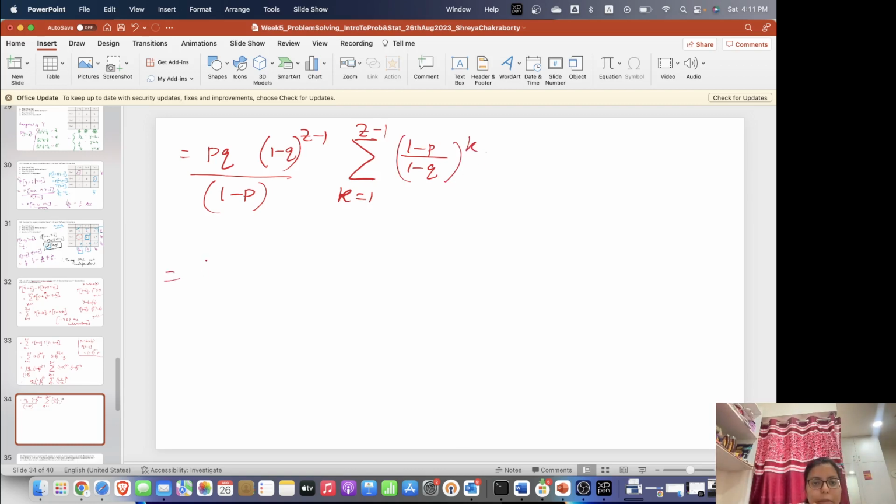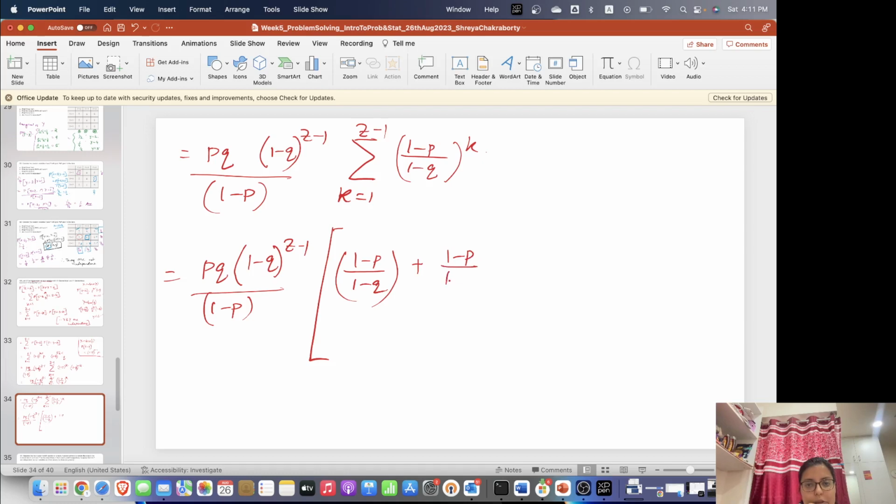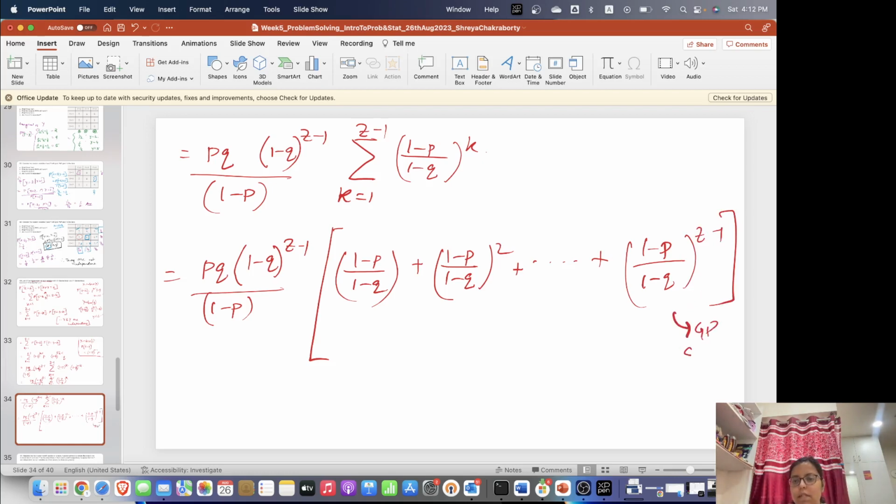So if we write it in this manner, this will be 1 minus p by 1 minus q plus 1 minus p by 1 minus q square plus dot dot dot plus 1 minus p by 1 minus q to the power z minus 1. So this looks like a GP series.